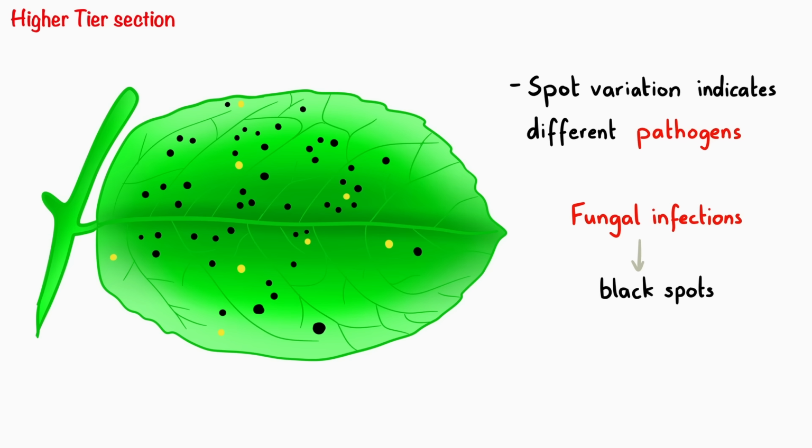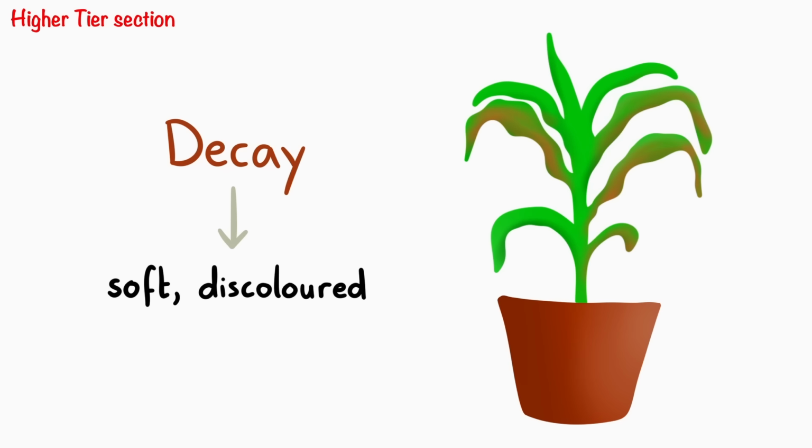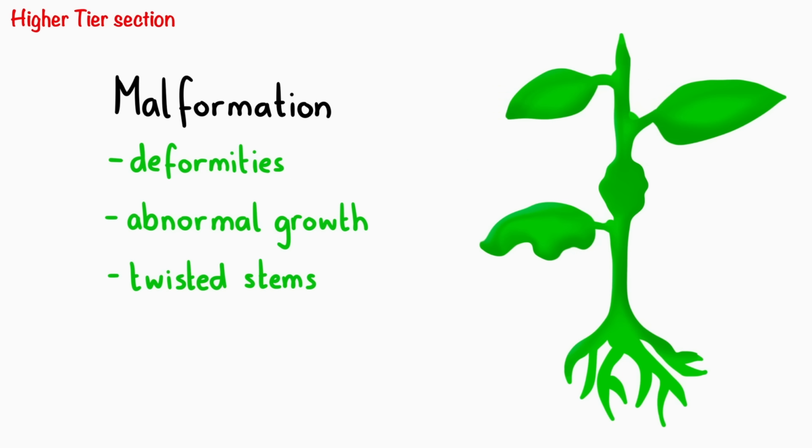For example, fungal infections often cause distinctive dark spots on leaves. Some plant diseases cause patches of decay or rot on leaves, stems, or fruits. These areas may appear soft, discolored, or water soaked. Plants suffering from certain diseases may develop malformed stems or leaves that appear twisted, curled, or otherwise abnormal compared to healthy plants.